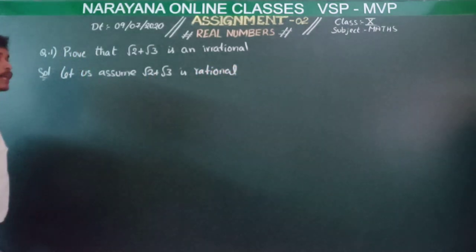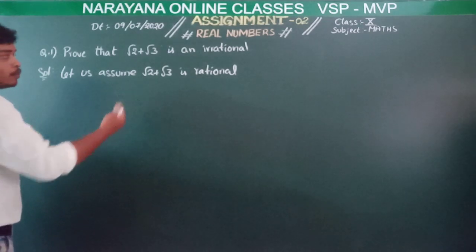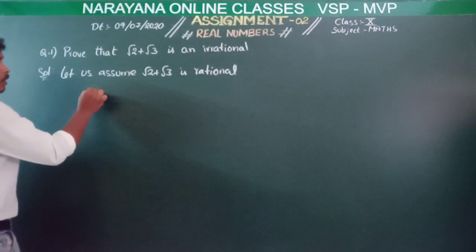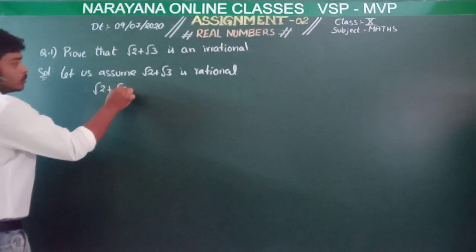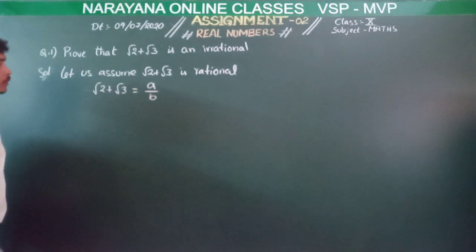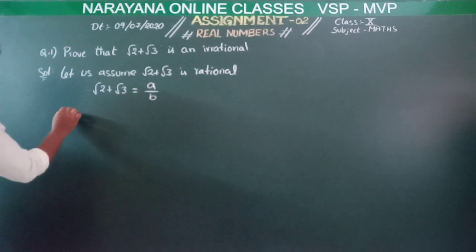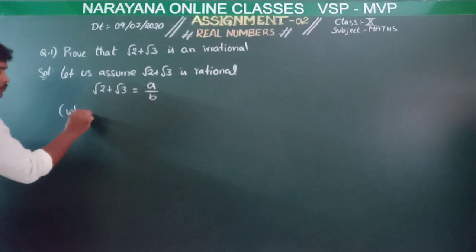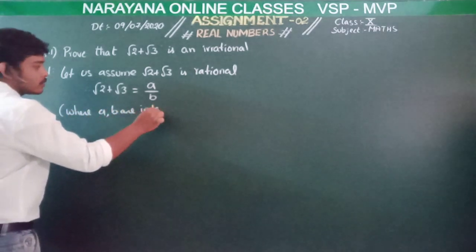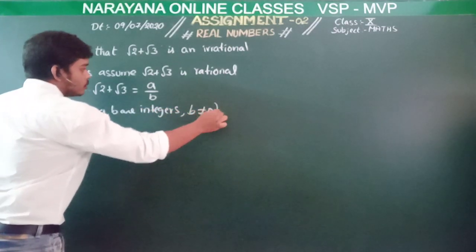If root 2 plus root 3 is rational, it is in the form a by b. Therefore, root 2 plus root 3 equals a by b. See children, here a and b are integers, and b is not equal to 0.